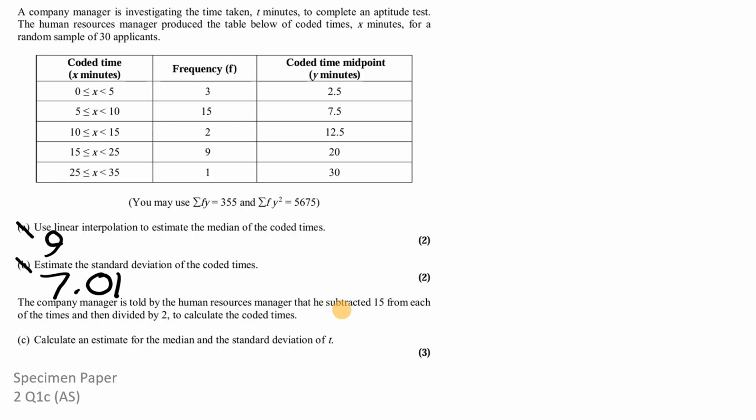Okay, so if we look at this coding, we're told he's subtracted 15 from each of the times and then divided by 2. So that means that y is equal to x, and then he subtracted 15 from each of the times, and then he divided by 2. So this is the code here. Technically, we're told the coded times are x, so technically this y should be x, and we're told the non-coded times are t, so technically this x should be a t, but it doesn't matter that much. Okay, so let's start with the median.